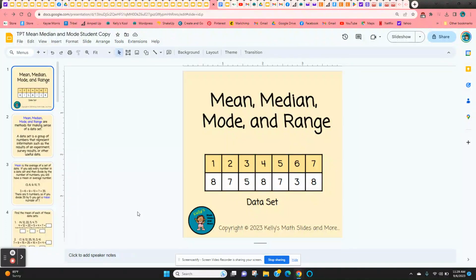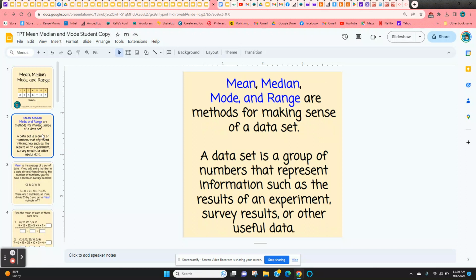Mean, median, mode, and range. This is a digital lesson. It starts by explaining why we use mean, median, mode, and range. It's for making sense of a data set. A data set is just a group of numbers that represent some type of information.